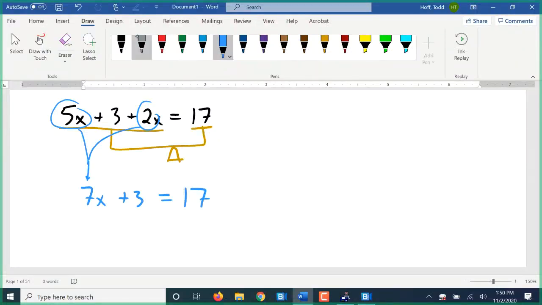So when we are going to solve an equation, before we solve, one of the things that we sometimes have to do is to combine on each side.